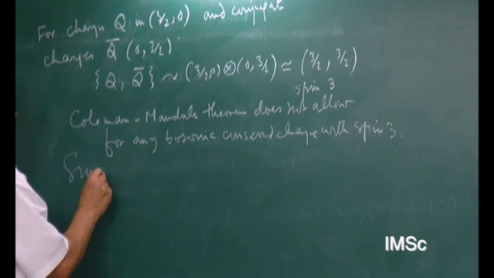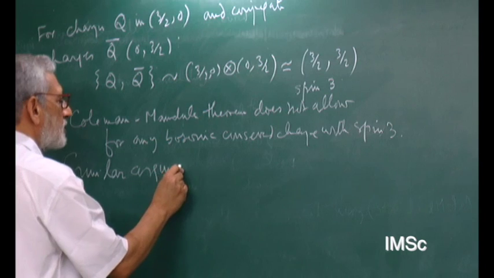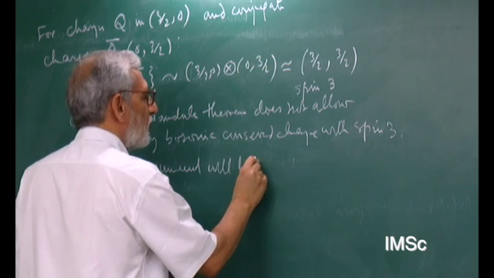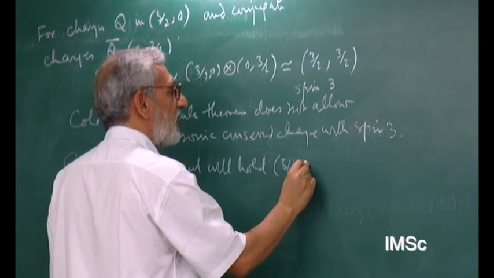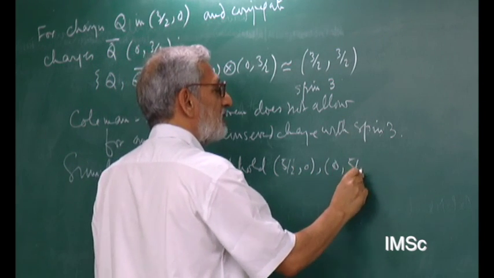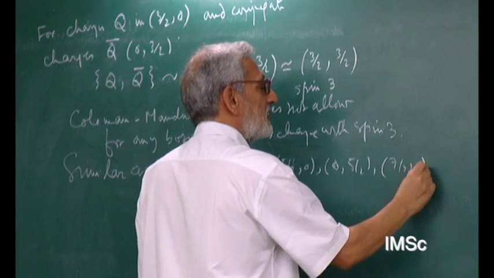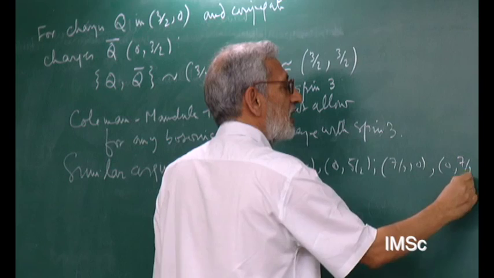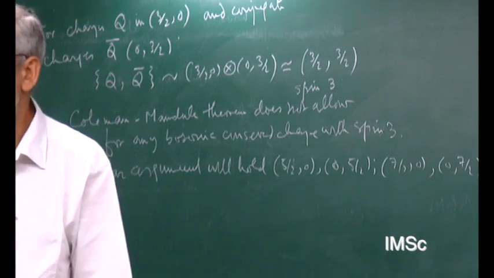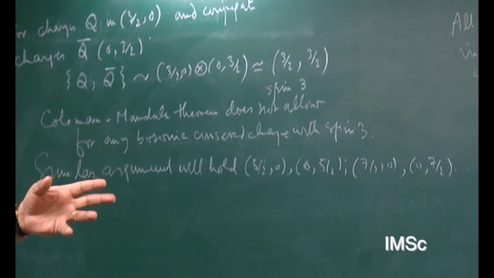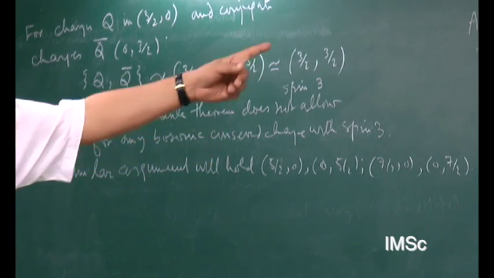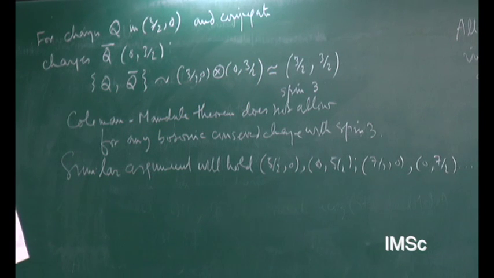A similar argument will hold for charges in the representations 5/2 or 0 5/2, or 7/2 and 0 7/2, and so on and so forth. So far, the only possible conserved charge that we have is the one with spin half. Fine. But we have not fixed the algebra completely for spin half. We have fixed one part of the algebra. There would be other pieces of this algebra. Let's try to fix that.